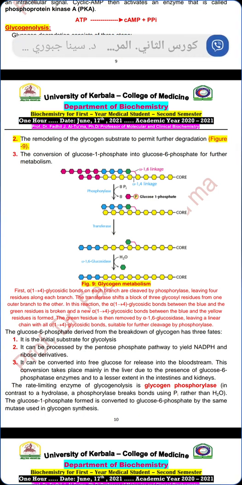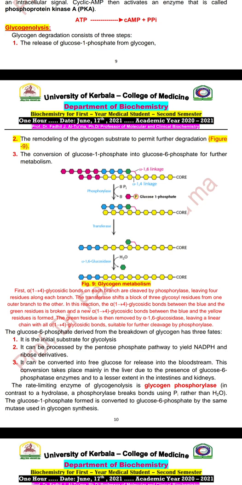This will occur in the presence of glucose 6-phosphatase enzyme in liver, and to a lesser extent in the intestines and kidney. The rate limiting enzyme of glycogenolysis is glycogen phosphorylase as indicated. The glucose 1-phosphate formed is converted into glucose 6-phosphate by the same mutase used in glycogen synthesis.